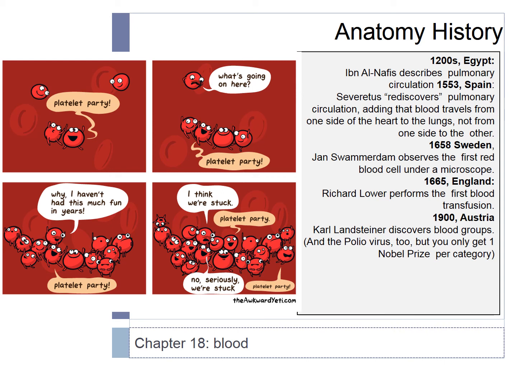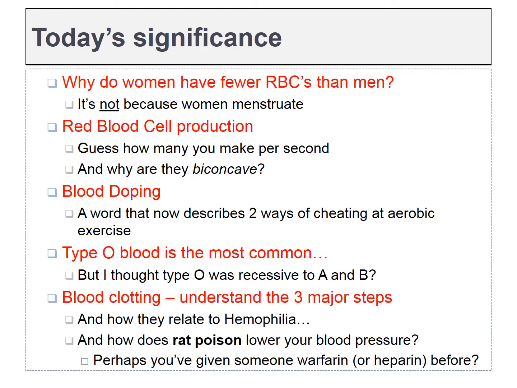Chapter 18. Blood. In today's lecture, we'll discuss why women tend to have fewer red blood cells than men. It is not because women lose blood during menstruation. That ignores the process of homeostasis.